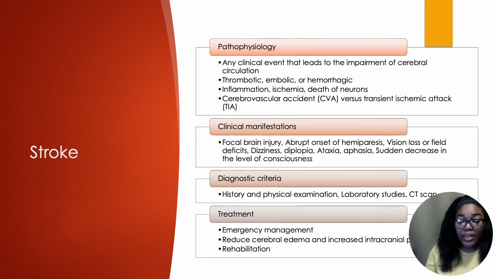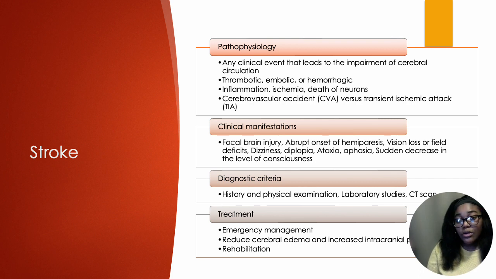Another thing that we look at with stroke is that sometimes we have actual strokes, which is called the CVA, cerebrovascular accident, and then we have TIAs, or transient ischemic attacks. So cerebrovascular accidents, normally those changes are irreversible and they're permanent, versus with a transient ischemic attack, those tend to resolve with time.